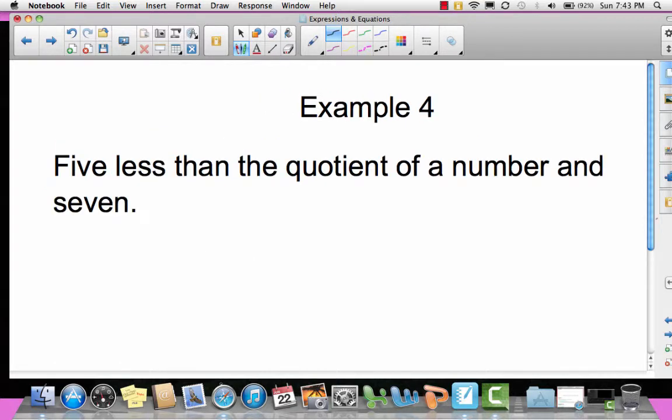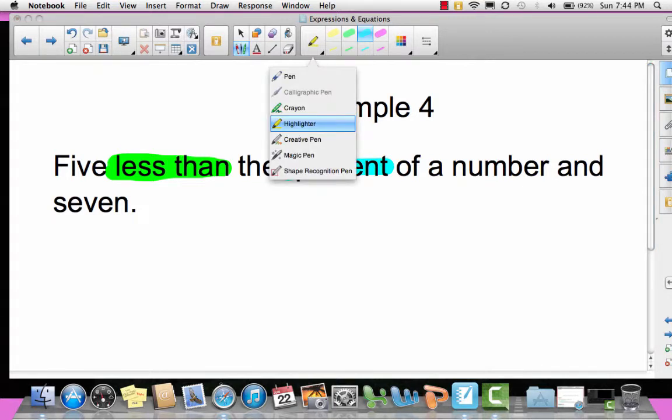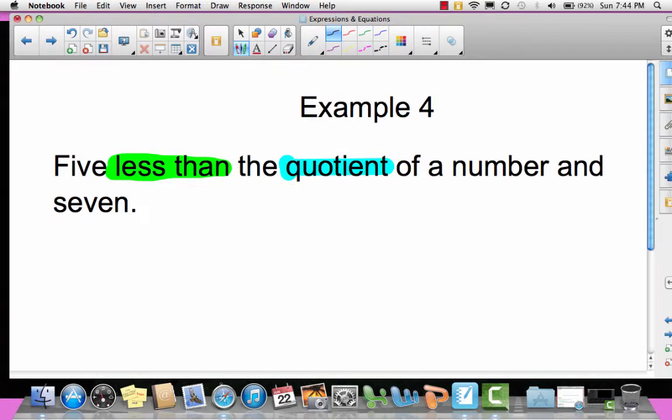And we're going to do one more example together here. So I'm going to get my highlighter back. And this is another one where I see two operations going on. I have less than, which remember we put a star next to on our table. And I also have the word quotient. And I know quotient means division. And I know that less than means subtraction. And what happens when we're working with less than, if I said 5 less than your age, you would take your age and you would subtract 5 from it.